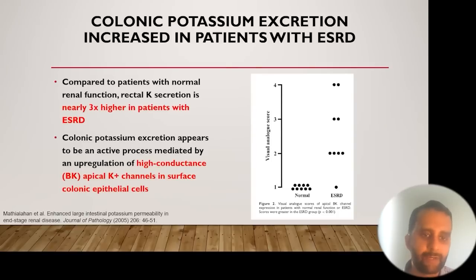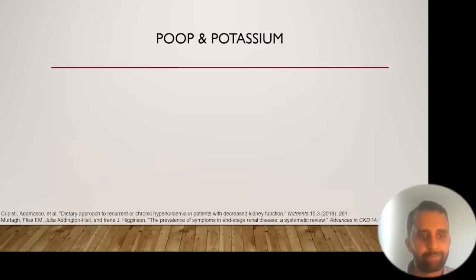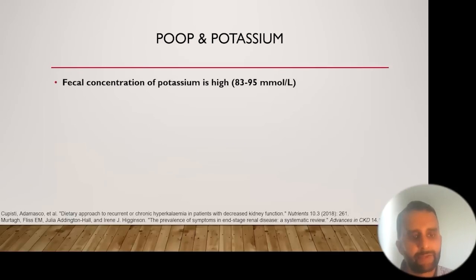These are called high conductance BK apical potassium channels in the surface of the colon. There are epithelial cells that have these channels. And basically what happens is that they excrete more potassium in those with kidney disease. This is a visual analog score of these channels. This is someone who has no kidney problems. And as you can see, that's a reference range. And those who have kidney problems have an increase in these channels to help increase the excretion of potassium in the colon. So this leads us to the discussion of potassium in poop.